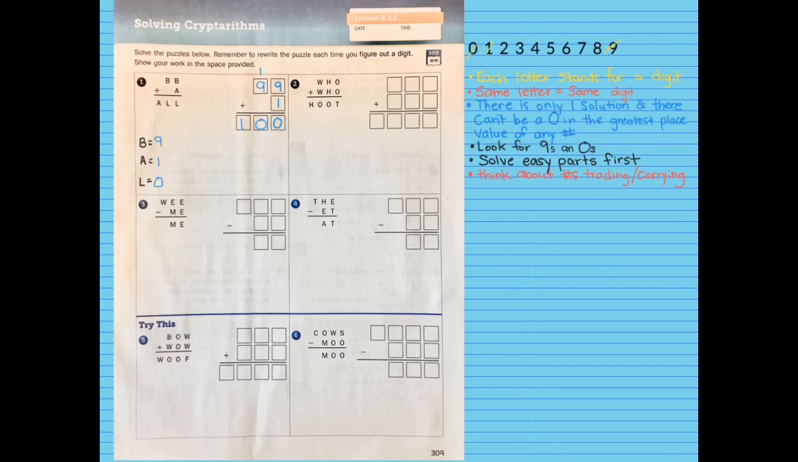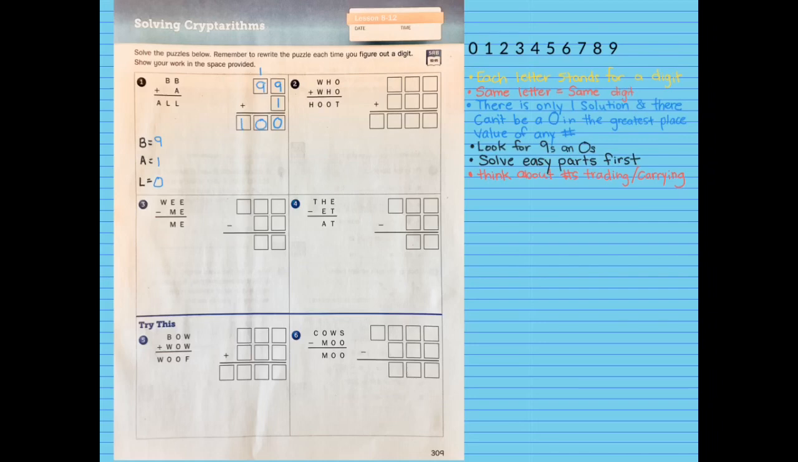Okay, so stick with me because it's not always going to be as easy as the first problem we just did. So let's look at number 2. The variables are WHO plus WHO equals HOOT. Now remember, the variables: same letter equals same digit, right? So this looks like the same two numbers. So we've got to think of two numbers that are the same. So once we figure out the first WHO, we're going to know the second WHO, okay?